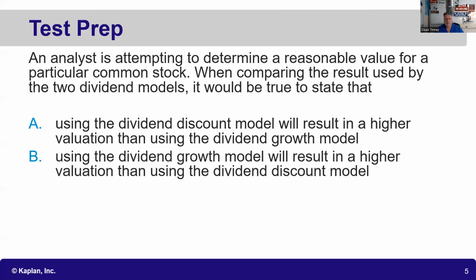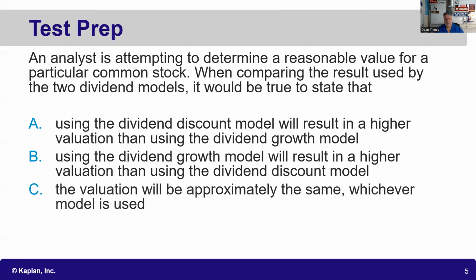B, using the dividend growth model will result in a higher valuation than using the dividend discount model. Ding, ding, ding. By the way, test taking trick, it's got to be A or B because those are mutually exclusive. It can't be A and B in the same universe. The valuation is approximately the same? Don't ever take the warm fuzzy bailout like I can't figure it out so it'd be the same. No.